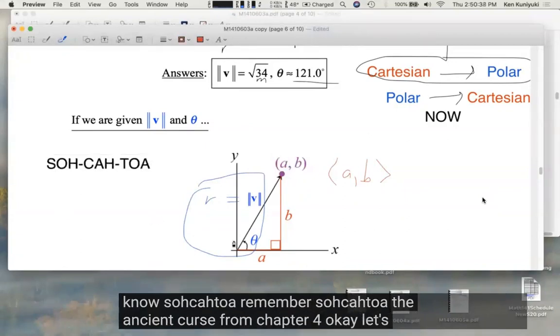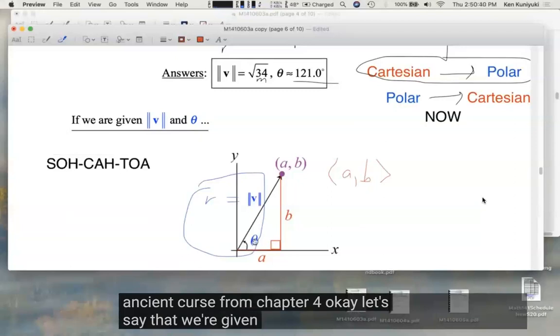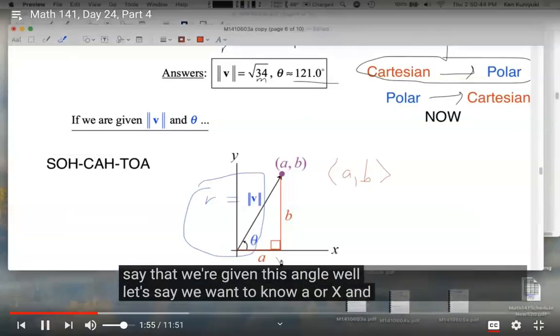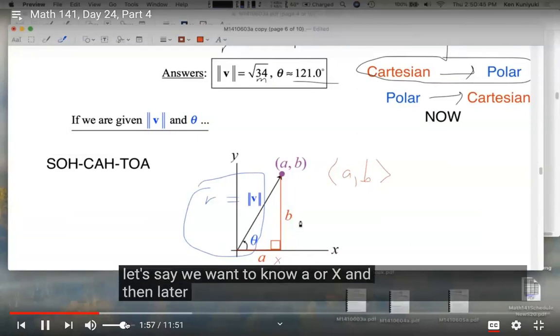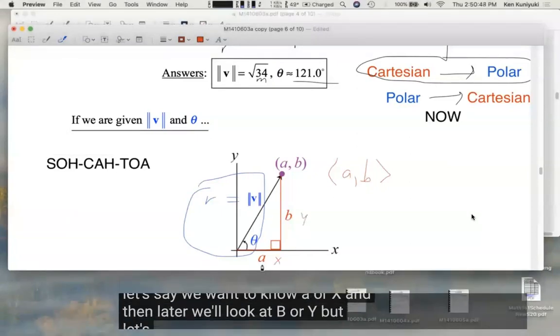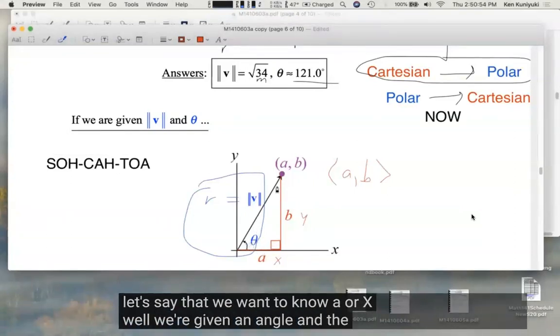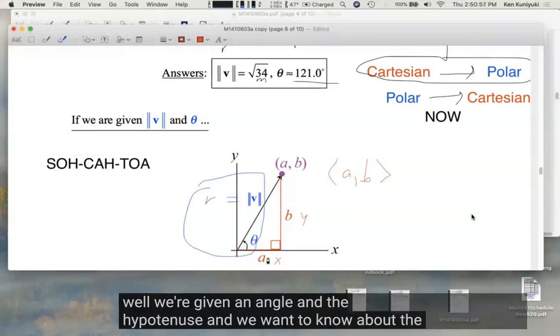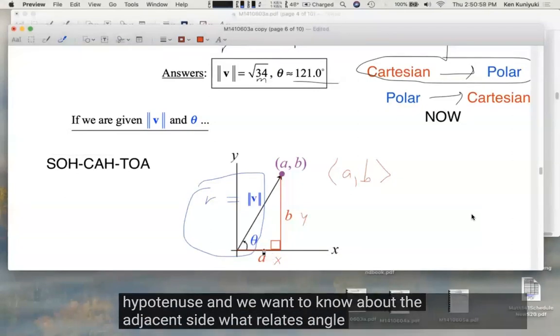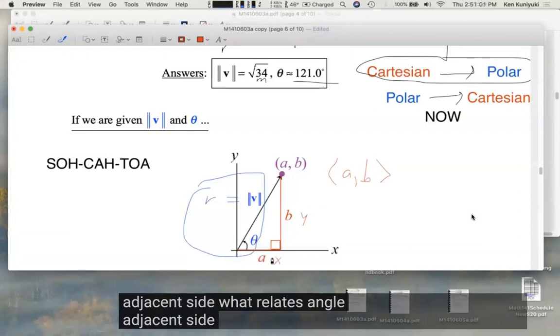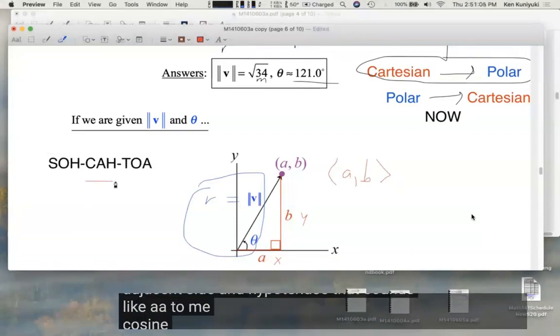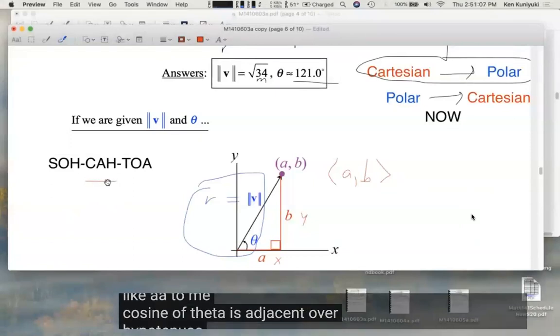Okay, let's say that we're given this angle. Let's say we want to know A or X, and then later we'll look at B or Y. But let's say that we want to know A or X. Well, we're given an angle and the hypotenuse, and we want to know about the adjacent side. What relates angle, adjacent side, and hypotenuse? That sounds like CAH to me. Cosine of theta is adjacent over hypotenuse.